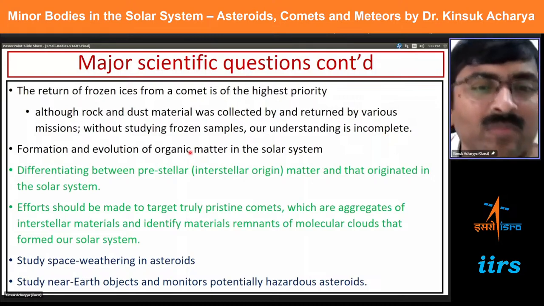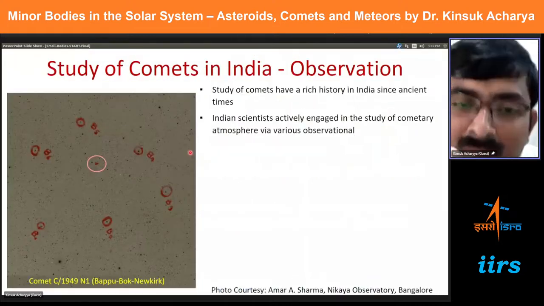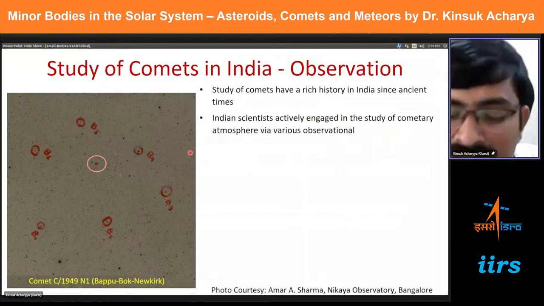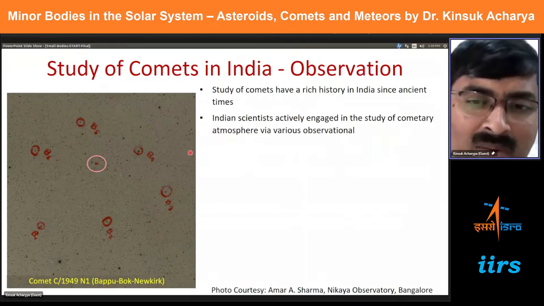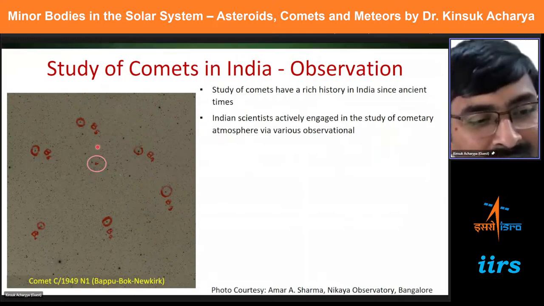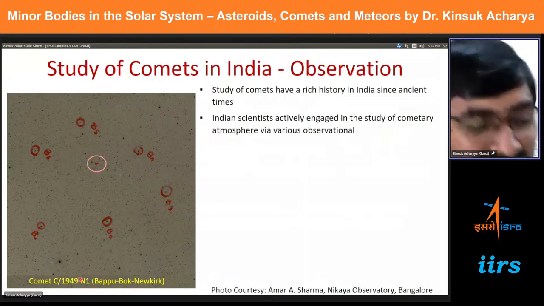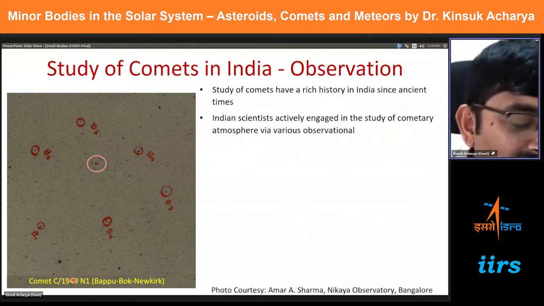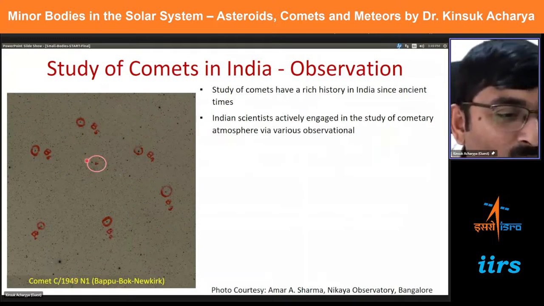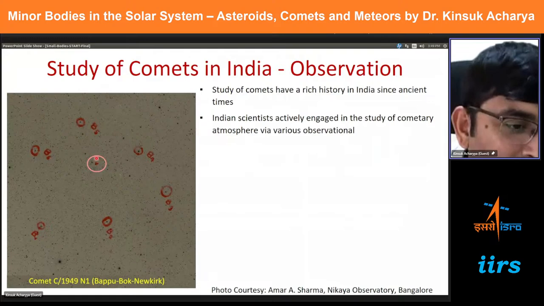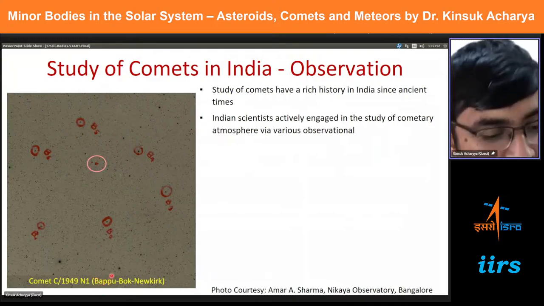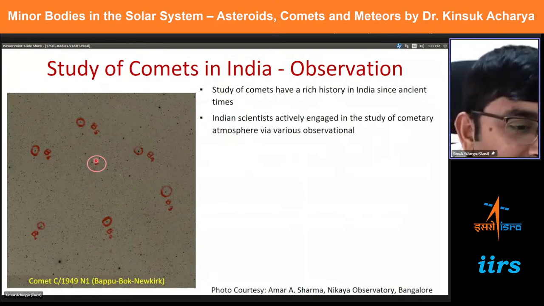So now let us come to some of the contributions in this field from Indians, that is, the work the scientists in India have done. This is one of the very beautiful objects on the view graph. This is an image from 1949, as early as 1949, and this is a comet discovered by Vainu Bappu. You can see the name of this comet here.